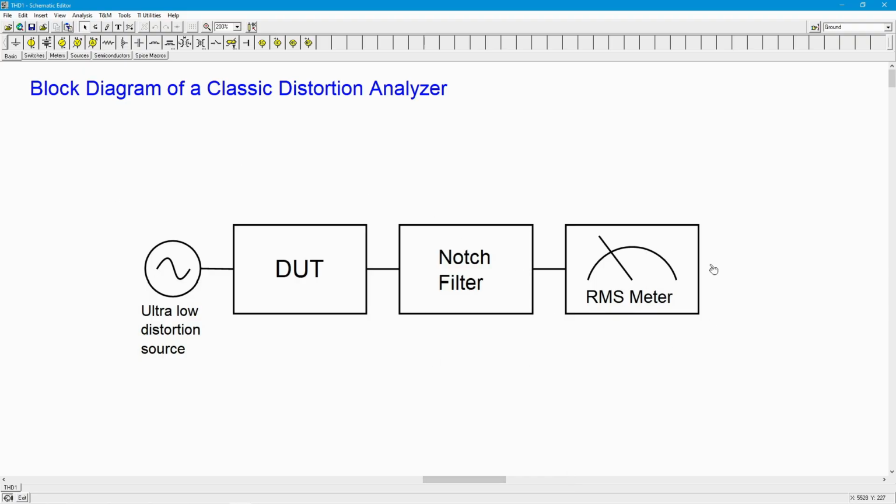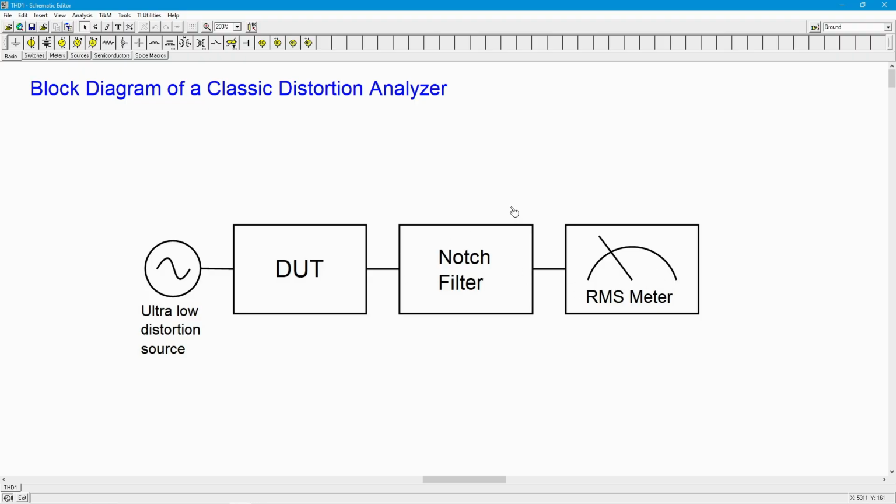So here's a block diagram of your classic distortion analyzer. You start off with this ultra low distortion source. DUT is the device under test, preamp, power amp, whatever it is. We run it into this notch filter that gets rid of the original input signal. What's left is the distortion plus noise. We run that into this RMS reading meter.